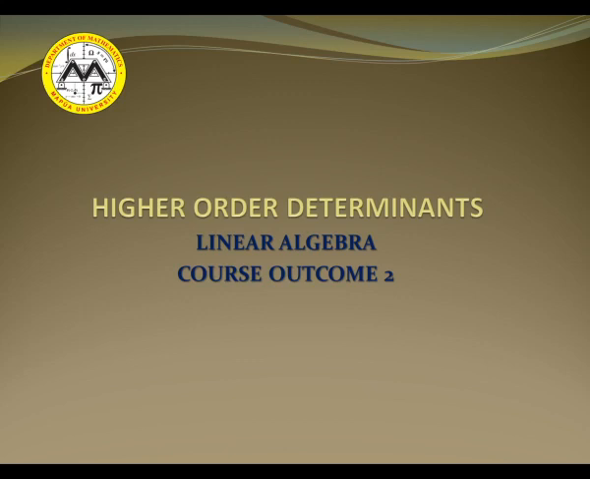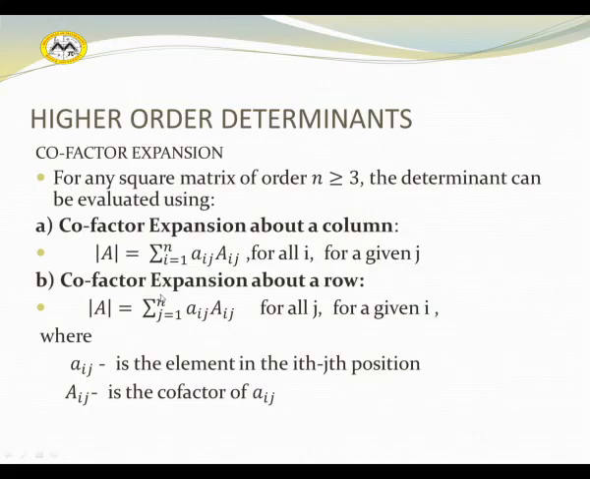The topic that we will discuss is how to evaluate a determinant of higher order, meaning higher than 3 by 3. So it can be a 4 by 4, 5 by 5, or higher than that. Now, there are several ways to evaluate higher order determinants, and one method is by means of cofactor expansion. So what is a cofactor expansion?